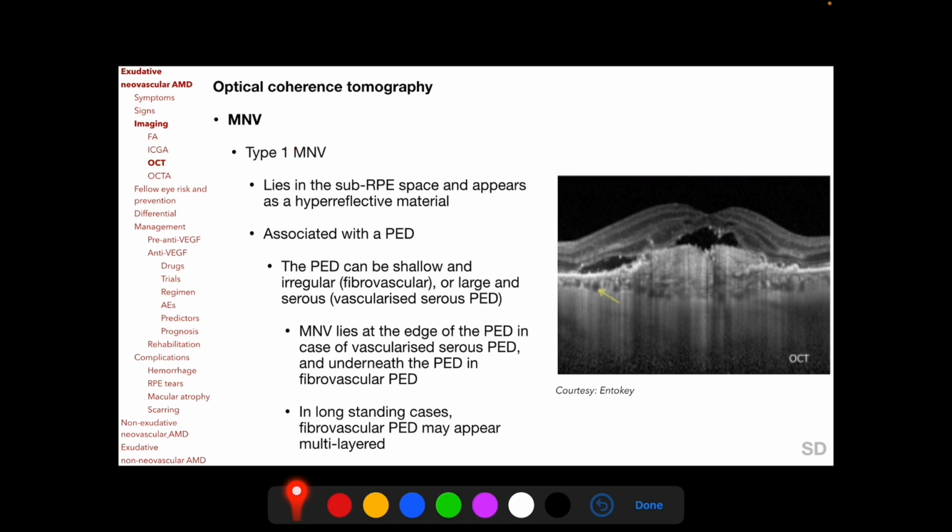Type 1 MNV appears as a hyperreflective material in the sub-RPE space as shown here in this photograph, and is usually associated with a pigment epithelial detachment which can be shallow and irregular in case of fibrovascular pigment epithelial detachment as seen here in this photograph, or large and serous in case of vascularized serous PED. The MNV usually lies underneath a fibrovascular PED as shown here in this photograph, or at the edge of a vascularized serous PED, and in long-standing cases, a fibrovascular PED may appear multilayered.